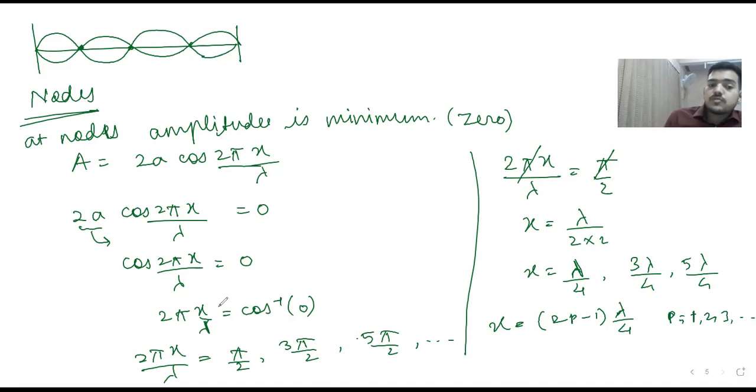So what is the condition for nodes, students? Nodes occur at the values of lambda by 4, 3 lambda by 4, and 5 lambda by 4. So in a wave, nodes will appear at these positions and at phase angles of pi by 2, 3 pi by 2, 5 pi by 2. Okay. Now let us see what is the condition of antinode.